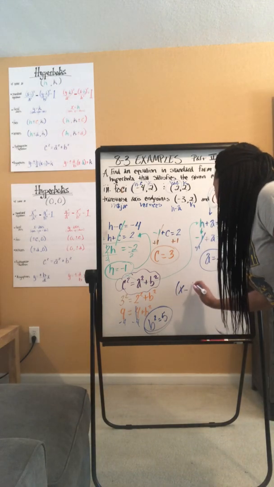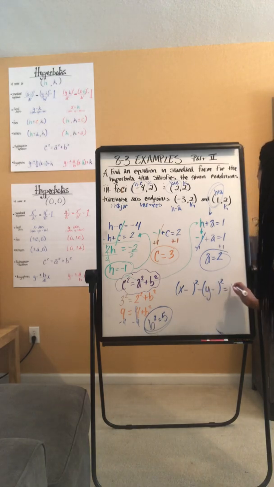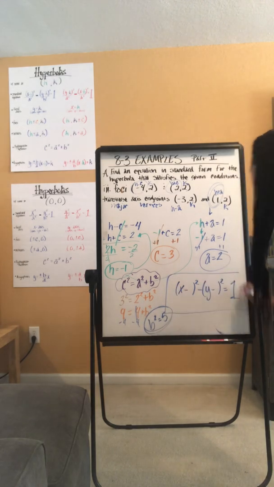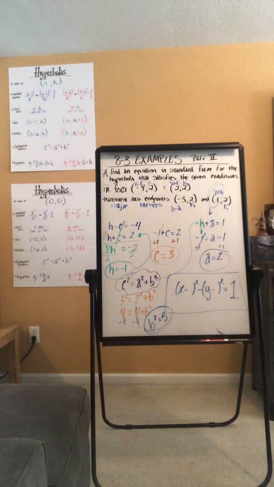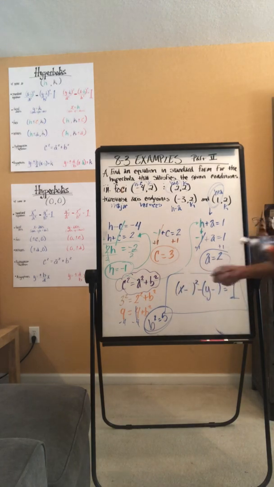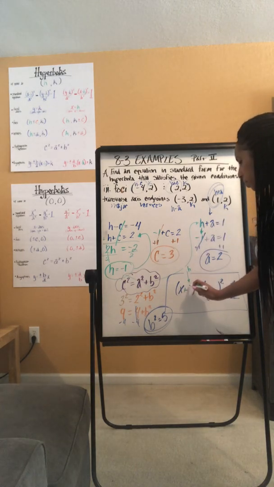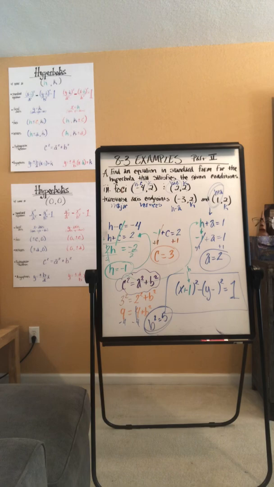So x minus, and then we have y minus, and the squared equals 1, and I will just fill in my blanks. The x is always the h. The h was -1. So if I subtract the negative, that'll be a plus. Along with the y is always the k. The k was given to us in the beginning. The k was 2.